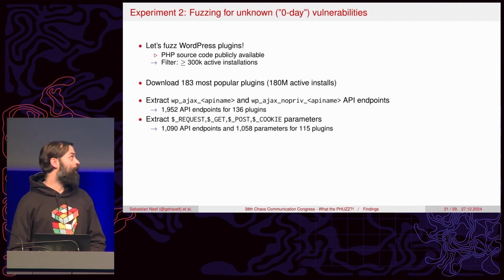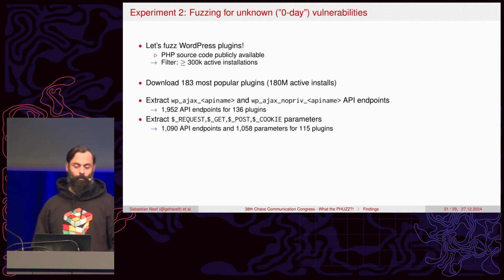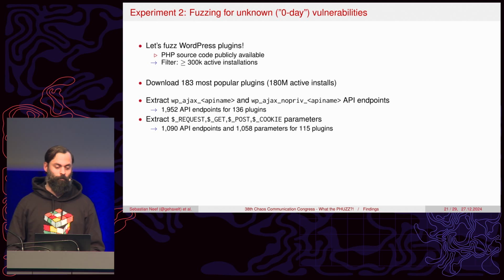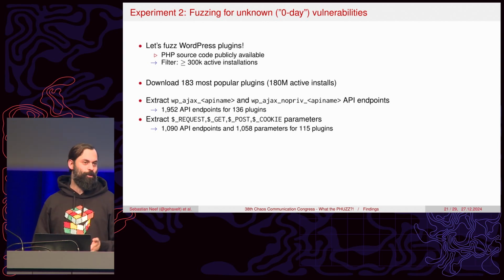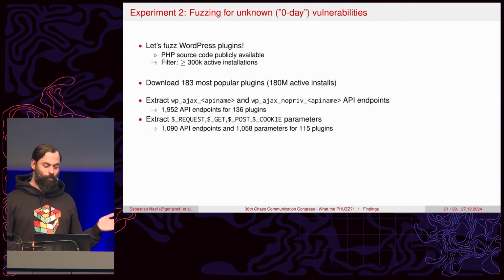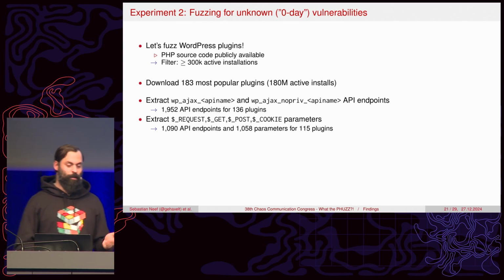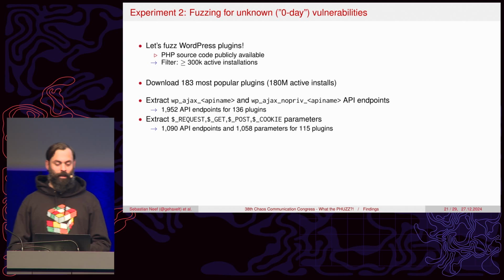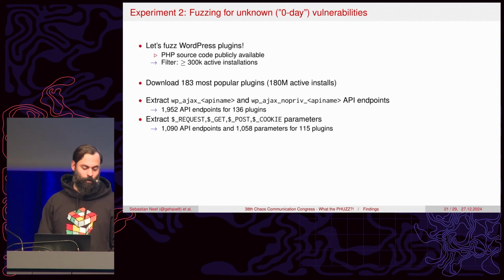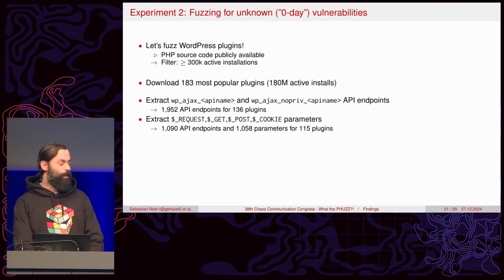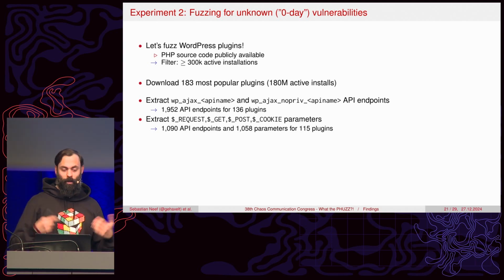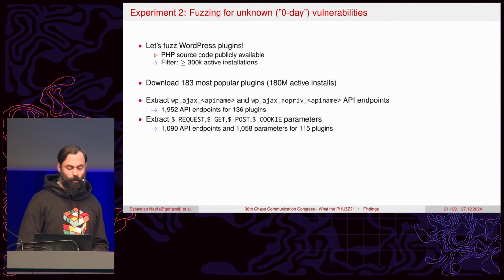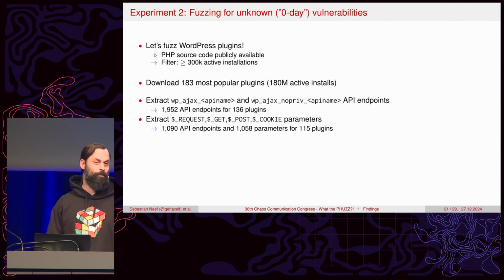popular public plugins, and they all had over 180 million active installations at the time of writing. Since we can't do the manual browser-based approach for all of them, we decided to use a programmatic approach and extract the different API endpoints defined by WP Ajax. And in the end, we came up with 1,090 API endpoints with 1,085 parameters and 115 plugins that we fuzzed.